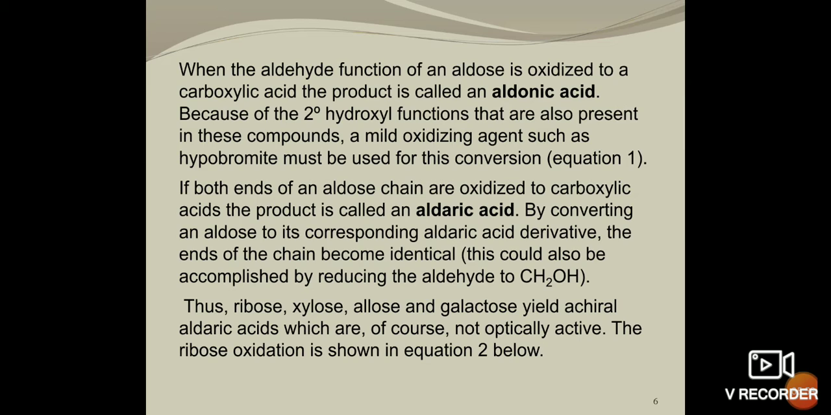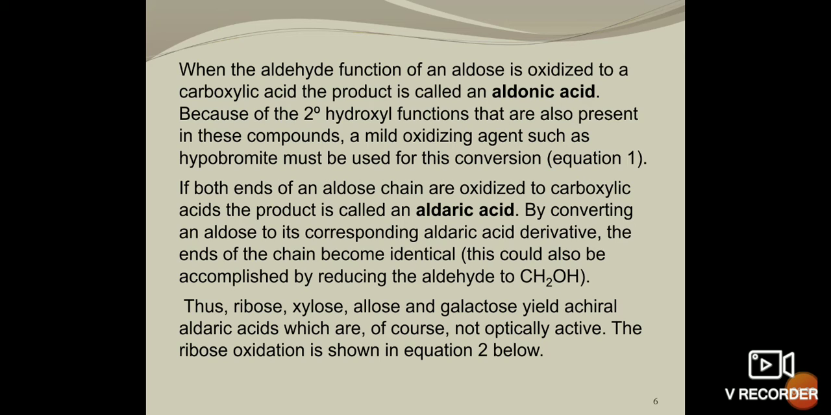Because of the secondary hydroxyl functions that are also present in these compounds, a mild oxidizing agent such as hypobromite must be used for this conversion. We'll be seeing in equation 1 in the next slide. If both ends of an aldose chain are oxidized to carboxylic acids, the product is called an aldaric acid. So aldaric acid is a diacid. By converting an aldose to its corresponding aldaric acid derivative, the ends of the chain become identical.